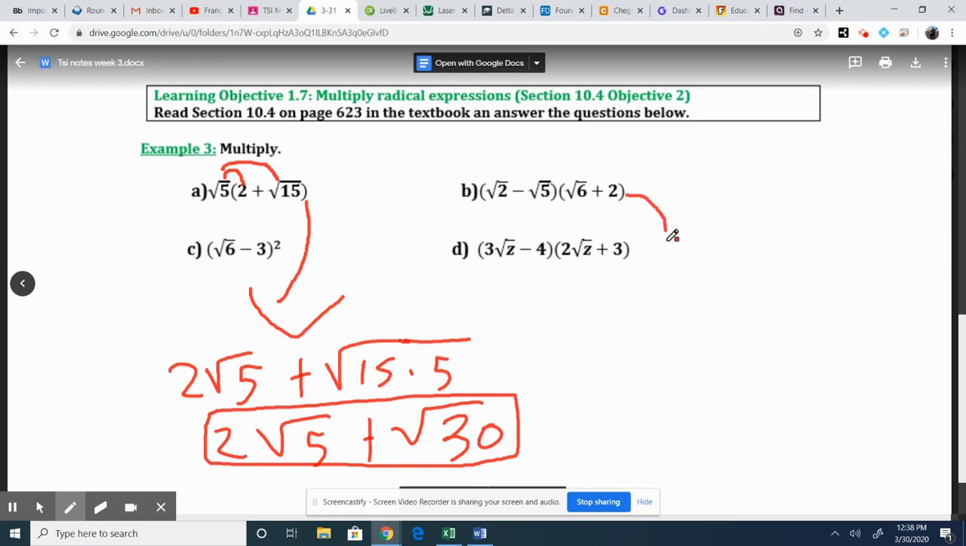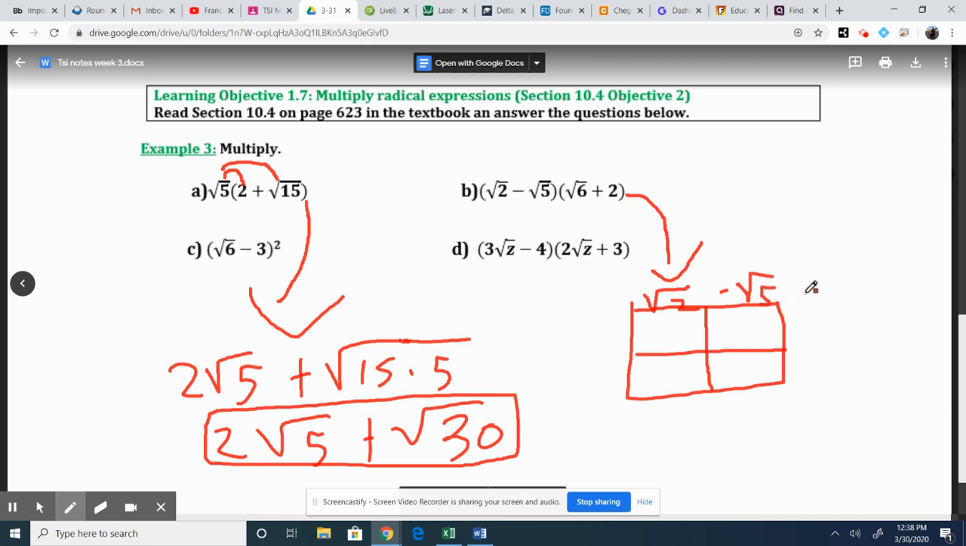Now, looking ahead at B, is where we would multiply a binomial. So in this case, we would have to do our box. Where on the top, we're going to have square root of 2 minus square root of 5 and square root of 6 plus 2. And then we multiply box by box.